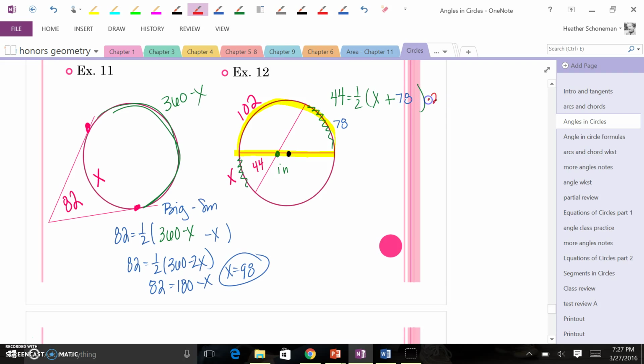So I'm going to multiply both sides by 2. That cancels. So then I get 88 equals x plus 78, so x is 10.